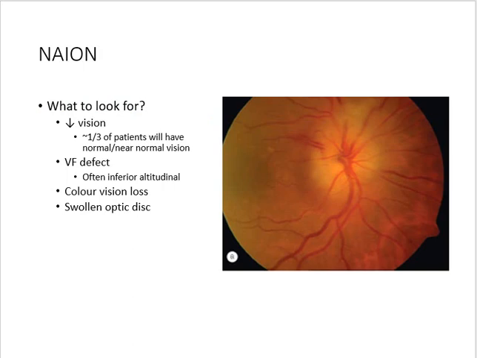So what to look for? Well, they'll present with a swollen optic disc usually, as you can see here, and they'll have decreased vision, but actually some will have normal or near normal visual acuity, and often they'll have a visual field defect and colour vision loss. So if you're suspecting an optic nerve problem, it's a really good idea to actually perform a colour vision test.